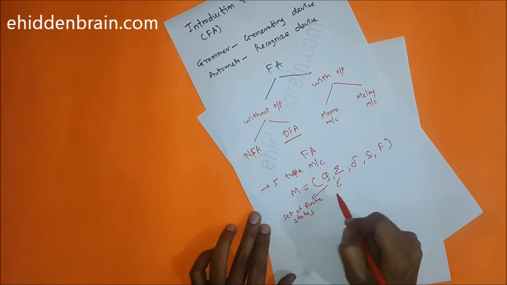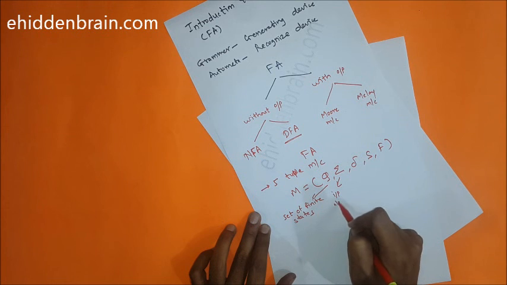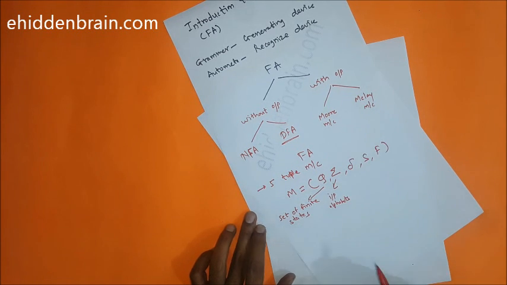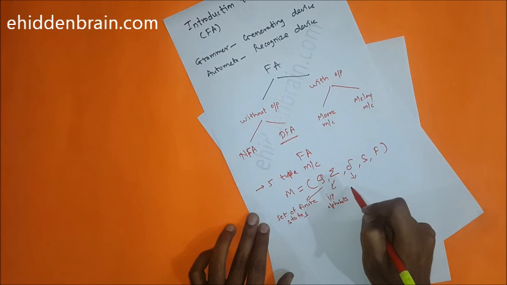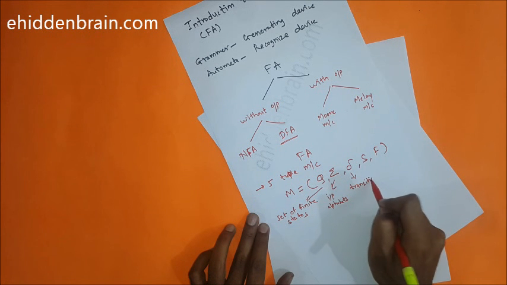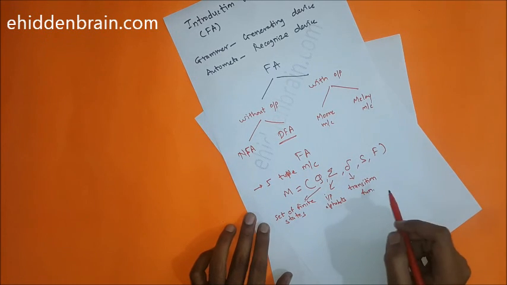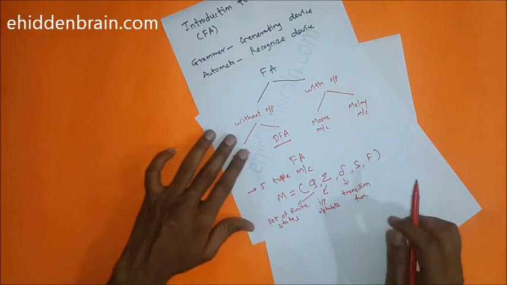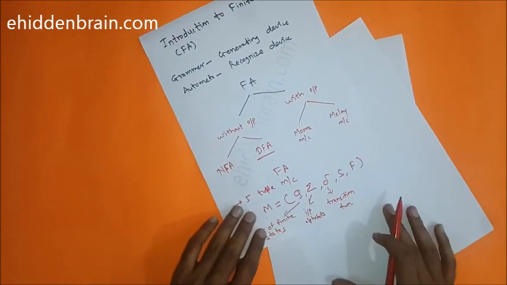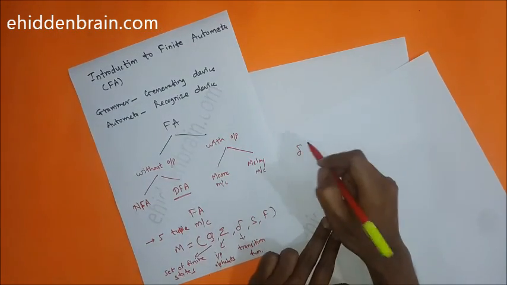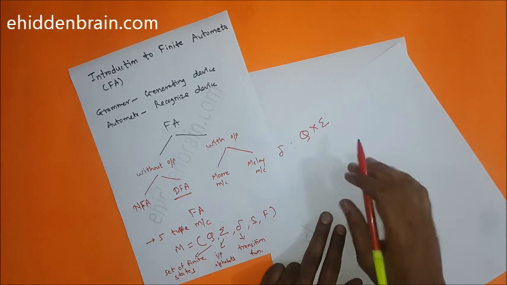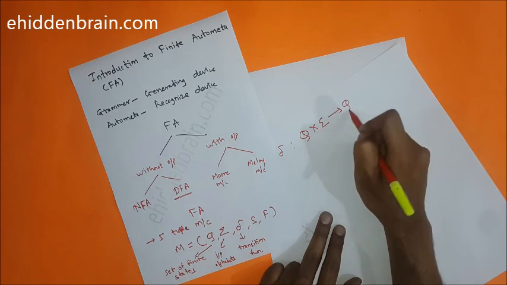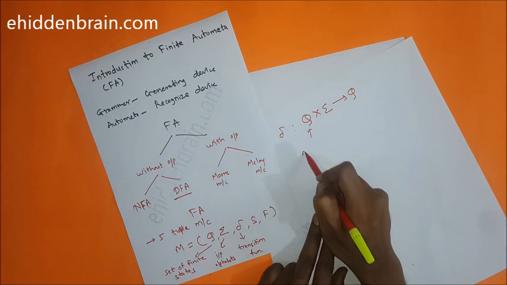Then sigma will be the input alphabets, like 0 and 1 for binary, and if it's the English language, then it's A to Z alphabets. And then delta denotes the transition function. Now what is a transition function? A transition function delta is denoted by Q × Σ → Q.